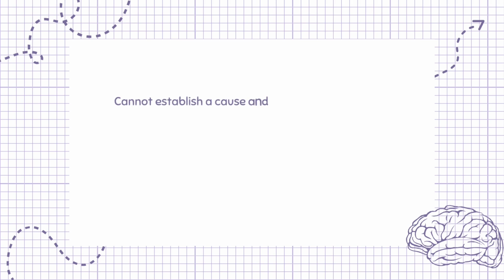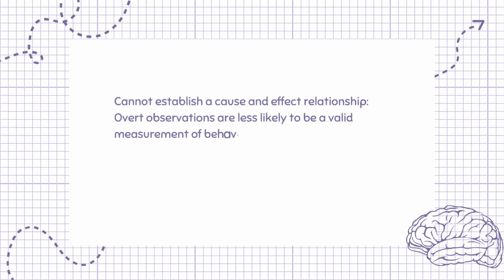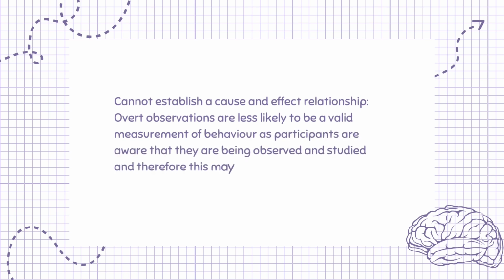Cannot establish a cause and effect relationship. Overt observations are less likely to be a valid measurement of behavior as participants are aware that they are being observed and studied, and therefore this may act as an extraneous variable on their behavior.